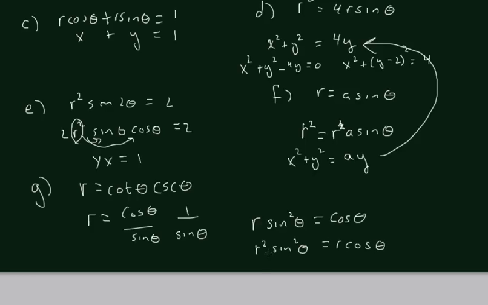Now there's a temptation here to say that this is x squared plus y squared, but then that leaves us with this. So we're going to apply the r squared as r and r to both the sines that are present. So this is actually going to be y squared equals x, which graphs as a sideways parabola.